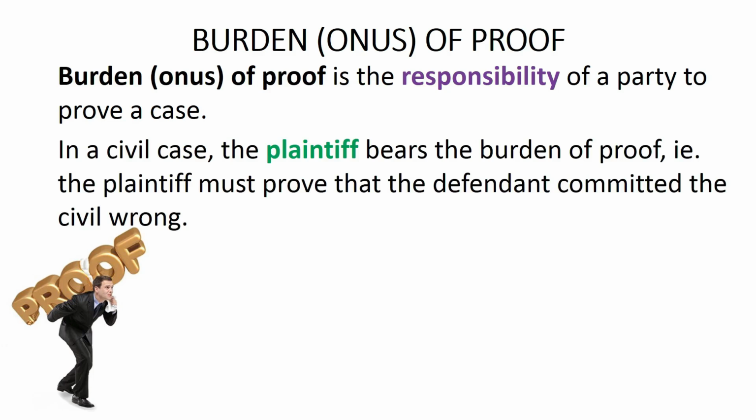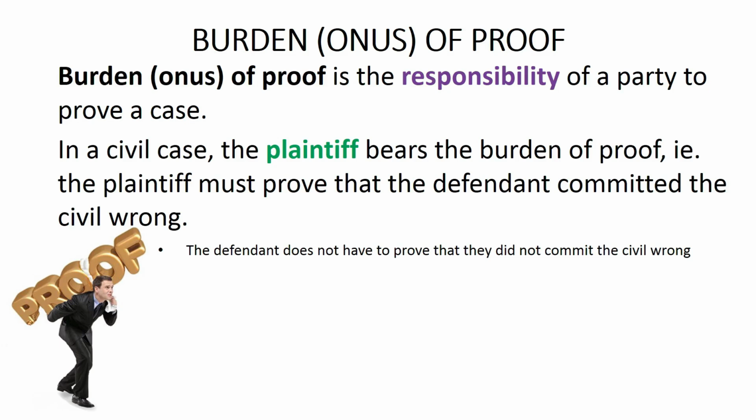That is, it is the plaintiff who must prove that the defendant committed the civil wrong. Put another way, in a civil case, the defendant does not have to prove that they did not commit the civil wrong. That's because it is the plaintiff, not the defendant, who has the burden of proof in a civil case. However, you must not confuse this with the presumption of innocence in criminal cases. The presumption of innocence is a criminal concept, and you must never talk about the presumption of innocence where you are dealing with a civil case.